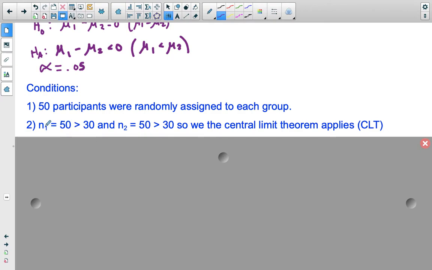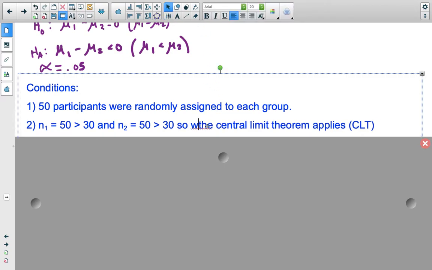Both group sizes are 50, which is larger than 30, so the central limit theorem applies. What does that mean? It means that the sampling distribution of the difference in the sample means, the averages we're going to get from these two samples, is going to be roughly normal, which is important. We need to have a larger sample size here, so we can apply the central limit theorem.